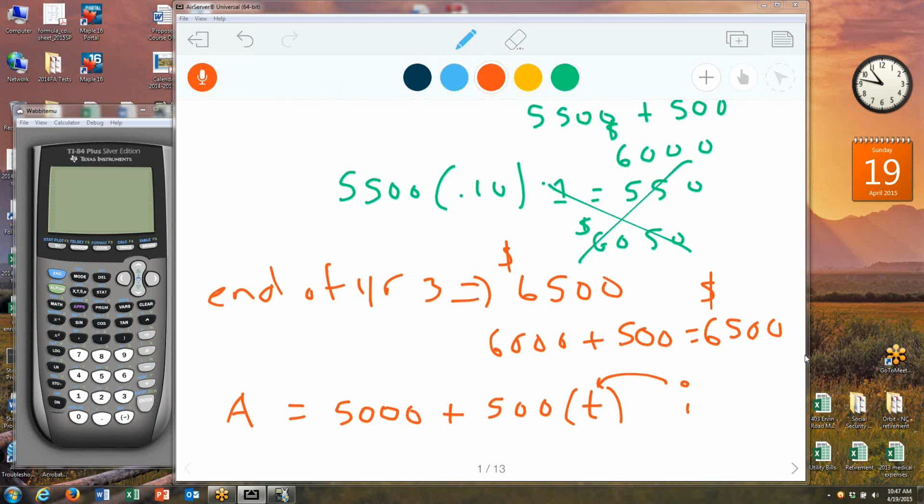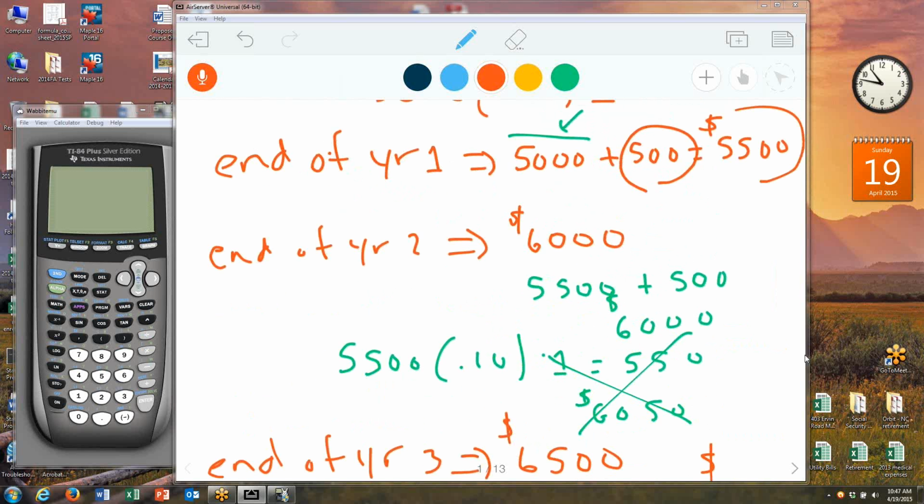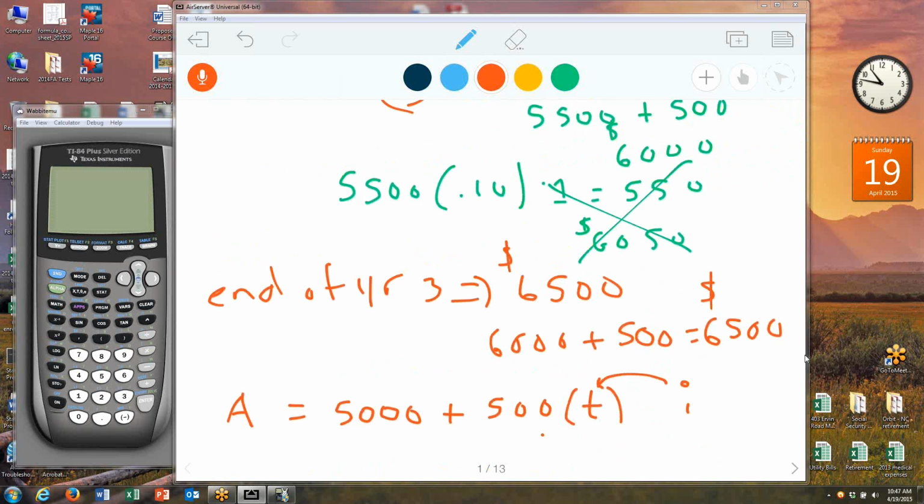If after 1 year, if you stick 1 in, 500 times 1 is 500, plus 5,000 is 5,500, which is what we said after 1 year. After 2 years, if you stick in 2, you can see it works. 500 times 2 is 1,000, plus 5,000 is your 6,000, and so forth, right? So this simple interest, you only get interest on what you started with, the principal amount, and it's an example of linear growth.